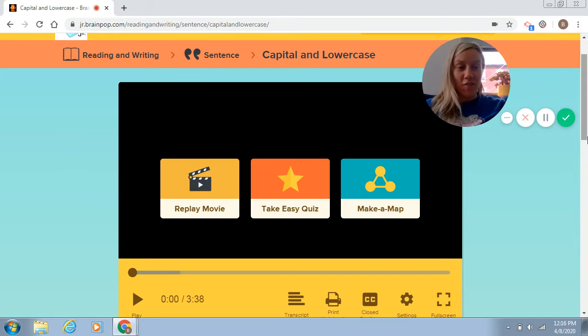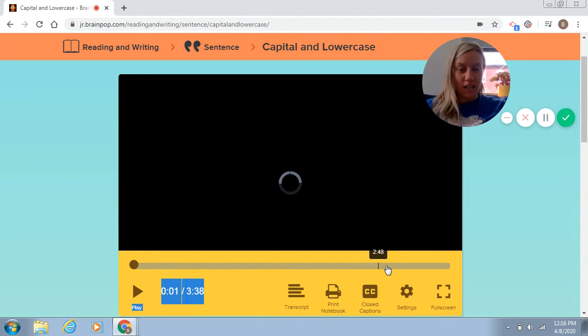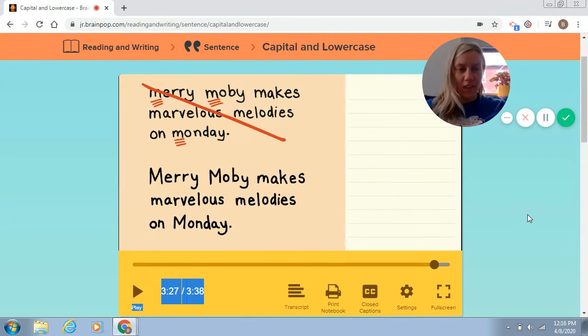Okay, so give yourself a pat on the back if you knew that the word Monday from her tongue twister would get a capital letter. Always capitalize the. Give yourself a pat on the back if you knew that Monday got a capital M or that this word Mary got a capital M. This one was a little bit tricky because I'm not sure if you knew that Moby was a person's name, but this is the name of Moby, so it gets a capital M as well.